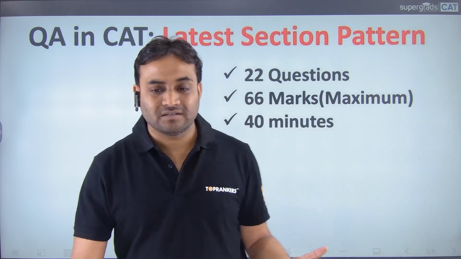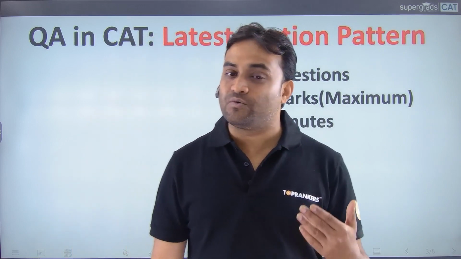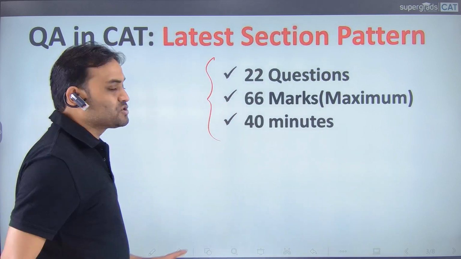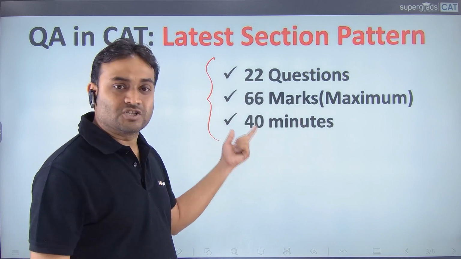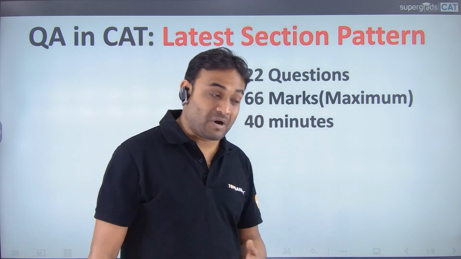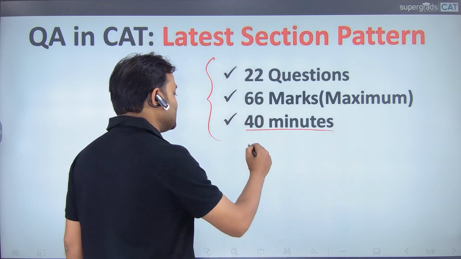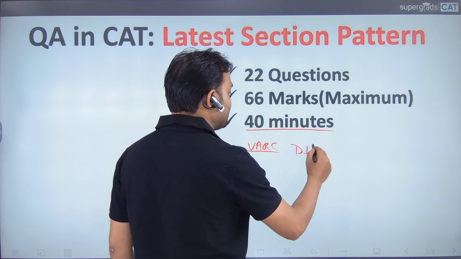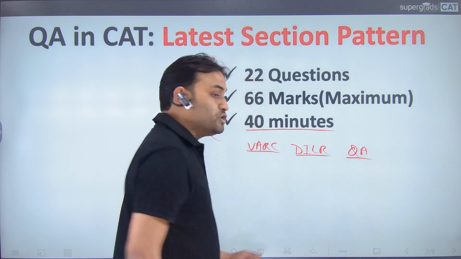As per CAT 2023, CAT 2022, and CAT 2021, for the last 3 years, the pattern for the quantitative aptitude section is 22 questions, of which you can score 66 marks, and there are 40 minutes. The first section that you will get is VARC, then the second section will be DILR, and the third section will be QA. So QA is the third section.